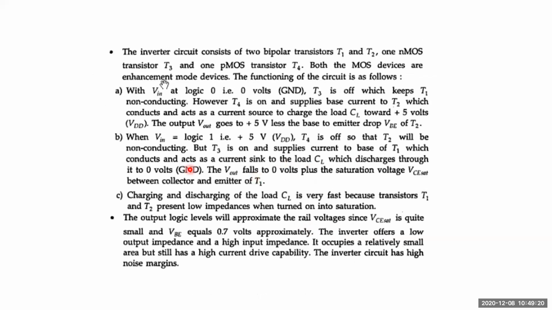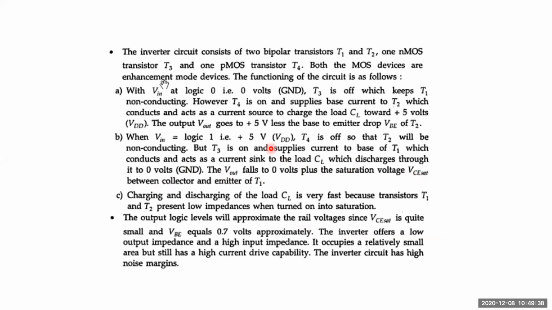Whenever the current sink takes place, ultimately your output goes to 0, and that is nothing else but 0 volts plus saturation voltage, which is equal to the saturation voltage. This saturation voltage will always be between these two terminals, collector and emitter of the T1.